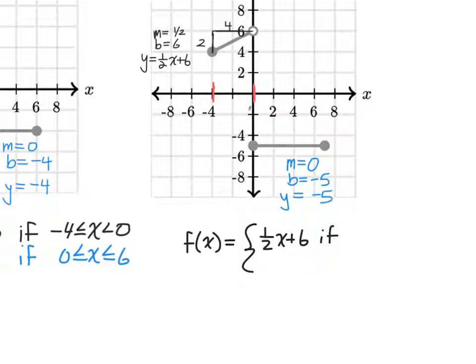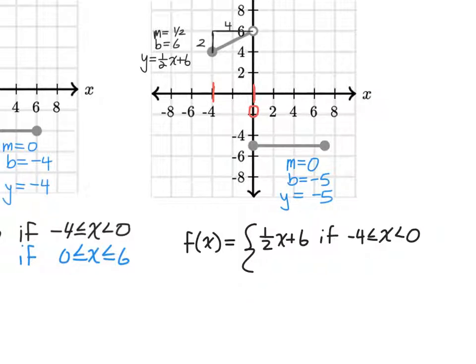-4, then it goes to the 0. All right, so those are the two relevant values. So -4, does it include the -4? Yes. Does it include the 0? No, there's an open circle there, so less than 0.